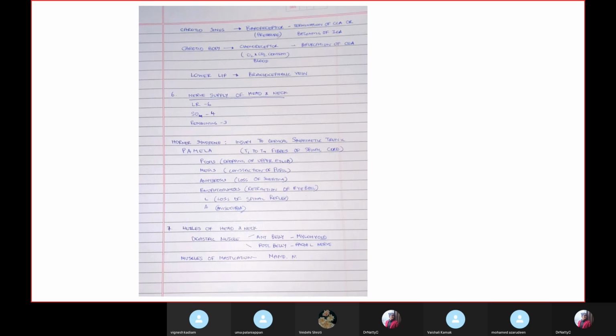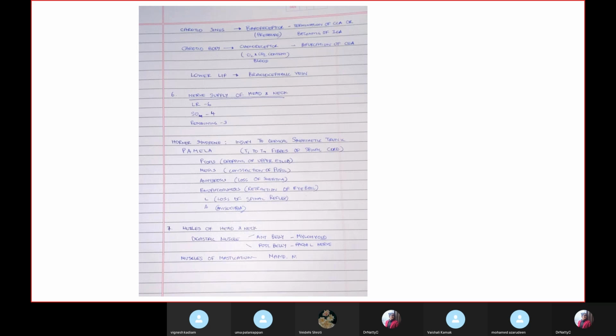Then the nerve supply of head and neck. Already I have mentioned so many things related to nerve supply, like the muscles of soft palate, muscles of tongue, pharynx, everything. Apart from that, the muscles of mastication you should know. All the 4 muscles of mastication are supplied by the mandibular nerve.